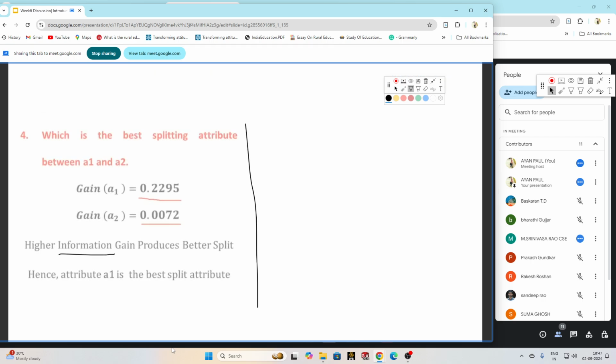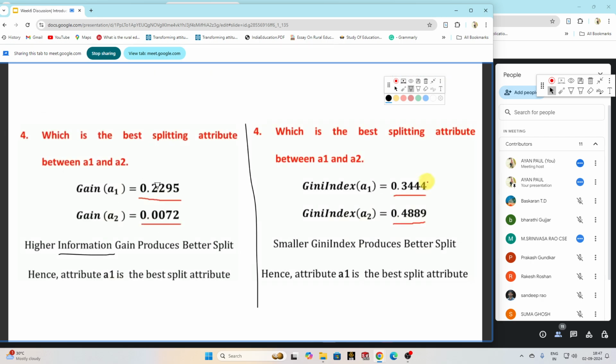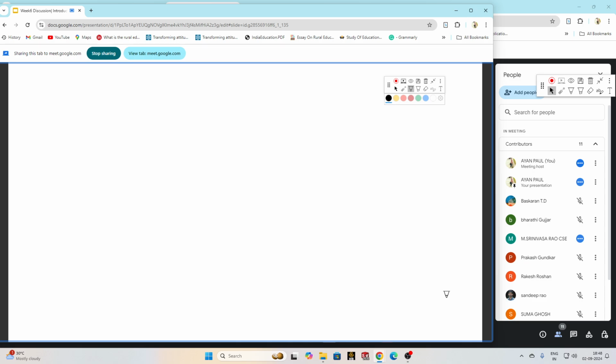So A1 has higher information gain, that is why A1 is the best split attribute. Out of A1 and A2 with respect to Gini index, A1 has the lowest Gini index, that is why it is the best split attribute. Okay, clear, right? Yes. Okay.